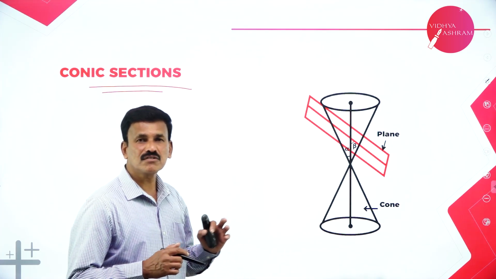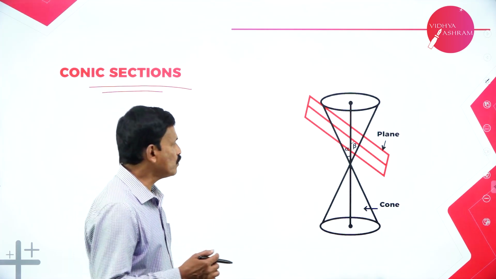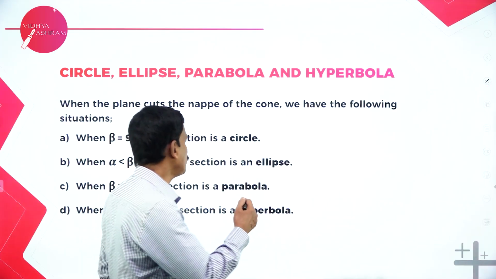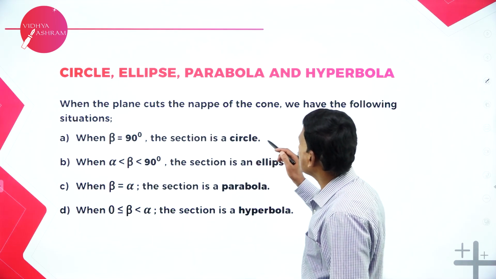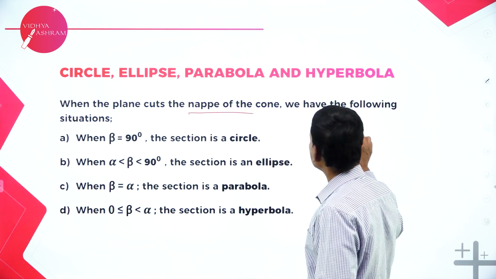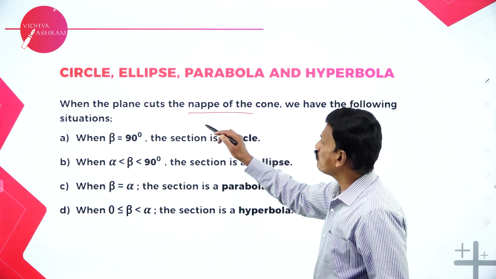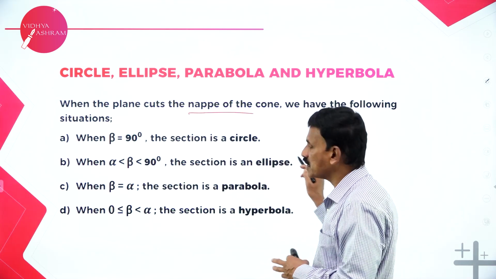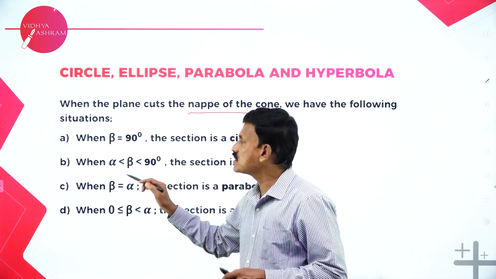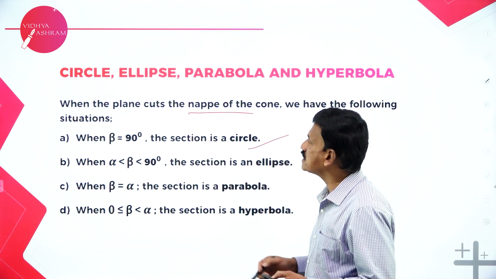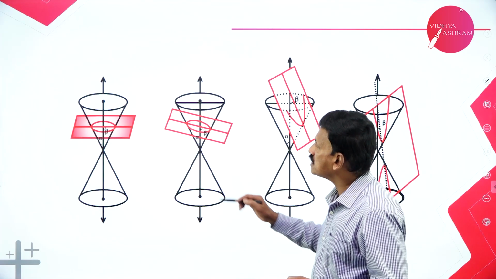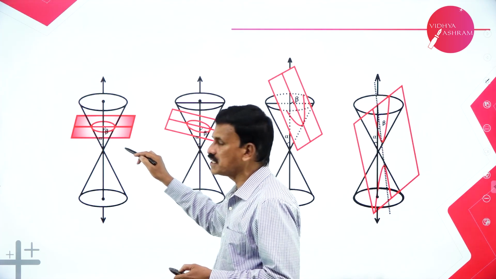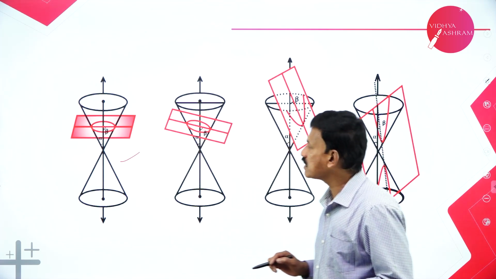Now, the intersection of the plane with the cone may take place at the vertex or above or below the nappe. Depending on that, when the plane cuts a nappe of the cone, we get different curves, that is different conics. So when beta is equal to 90 degrees, then the section is called a circle. See, when this beta is equal to 90 degrees, then the conic is called a circle.